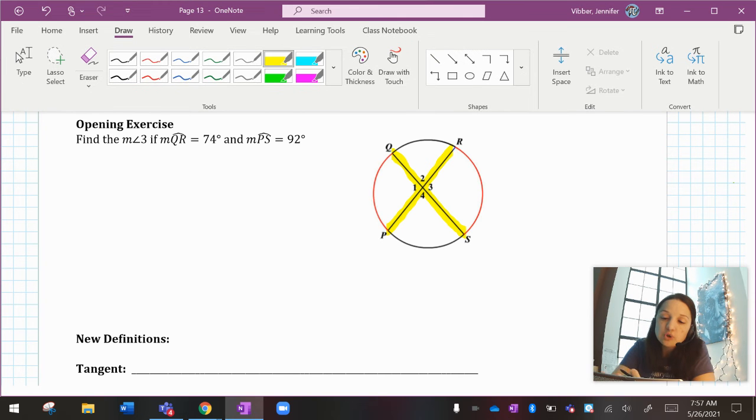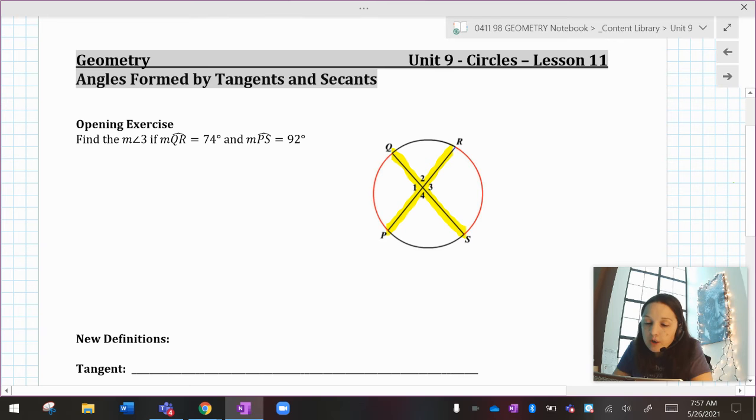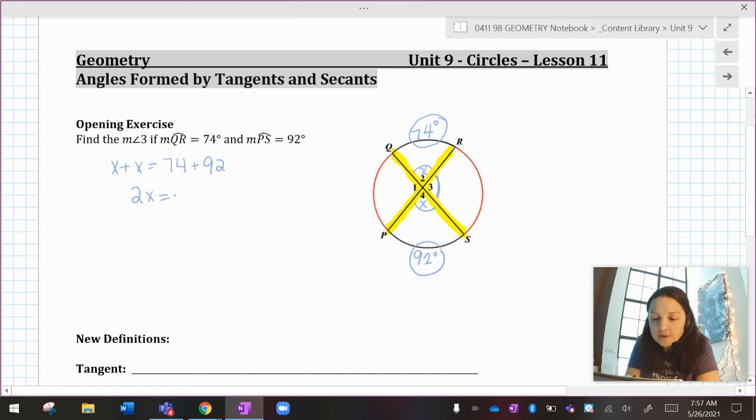The question here says, what are we going to do if we know that arc QR is 74, and arc PS is 92, and we want to find the measure of angle 3? Well, I don't know what the measure of angle 3 really is, but I think I could find 2 or 4 because one of the rules is that the sum of these two vertical angles is equal to the sum of the arcs that they face. So x plus x equals 74 plus 92. So 2x equals 166. Divide by 2, and I get 83 degrees.